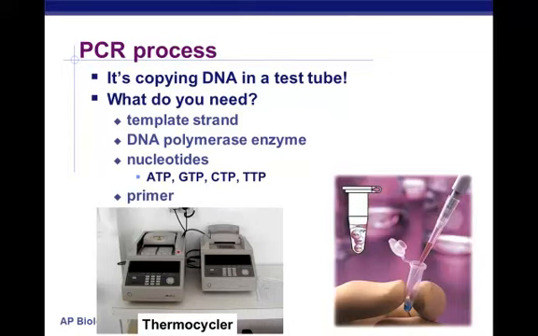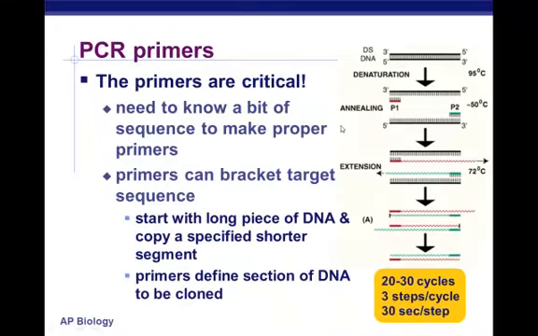And we need something called primers. Remember, DNA polymerase can't start a chain by itself. It needs a primer to get it going. And so we're going to start with our little strand of DNA. And primers now are going to be the key.